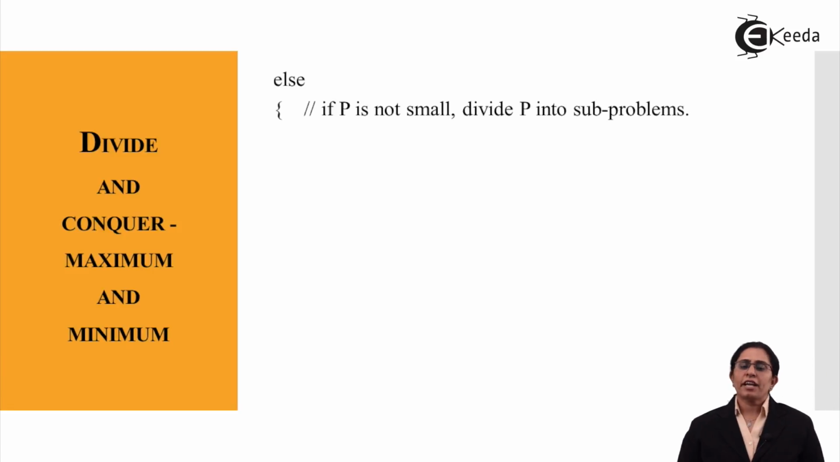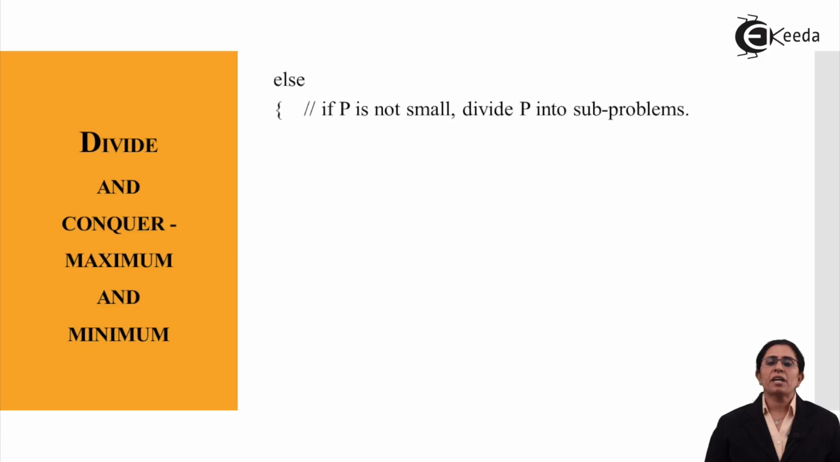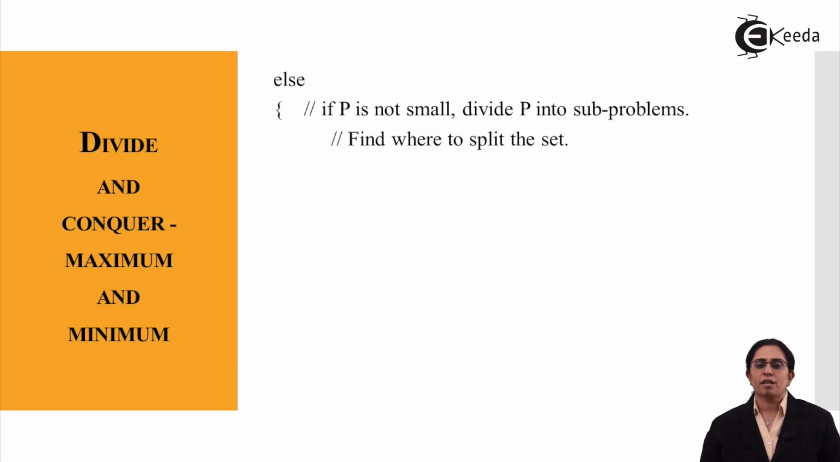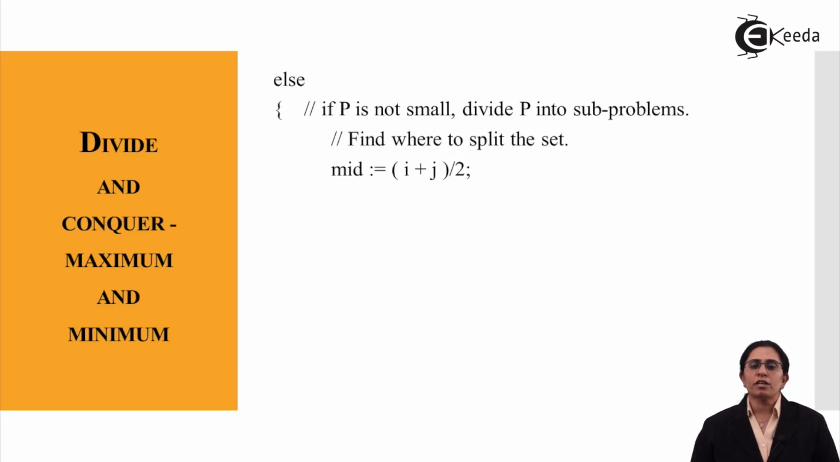In the else part, we find out P is not small, then divide the capital P into sub-problems. That is, the bigger the whole problem of my array list will now be subdivided. Find where to split the particular set. How do we split the set to find the maximum and minimum of the array list?